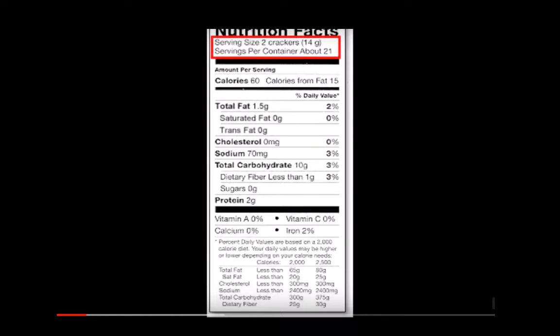So looking at this example, one serving size is 2 crackers, and there are 21 servings per container, or about a total of 42 crackers in the whole box. This could be one single sleeve of Ritz crackers or saltines or Oreos or whatever, but how many times have you actually eaten just 2 crackers? So pay close attention.